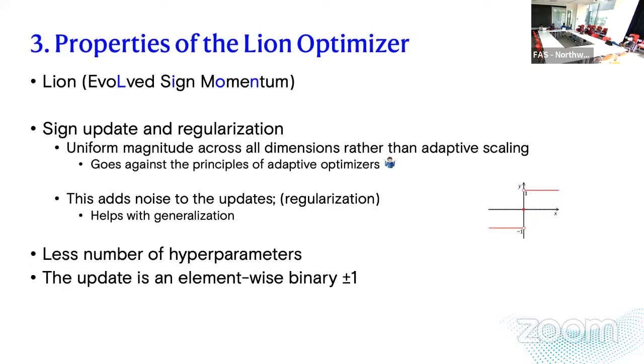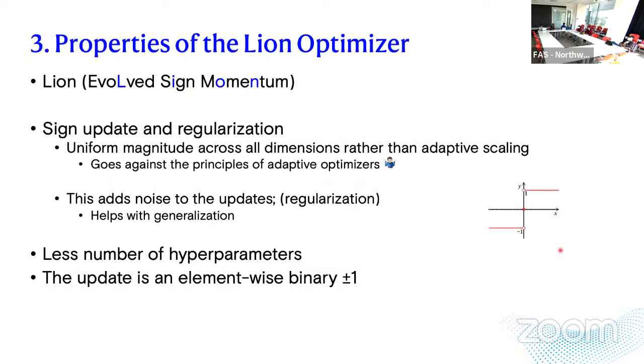However, if we discuss why this might work, what they say is this sign function acts as a regularization. What they have observed is that since this adds noise to the updates, this helps with generalization. We'll get to that in a bit in terms of experiments.